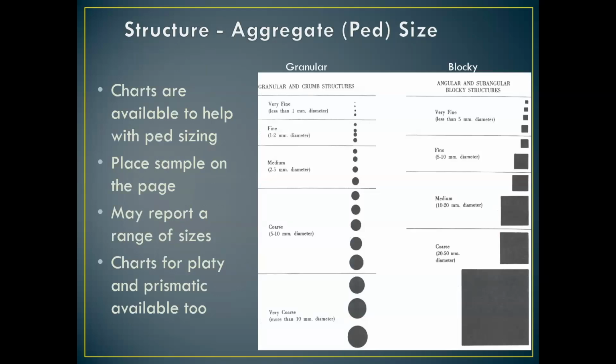So these are some sizes, granular or crumb structure. You can see what groups they break in, and each one of these is going to be different. So you can see very fine is less than a millimeter for crumb, but very fine for angular and subangular is less than 5 millimeters. So there are going to be different sizes depending on what kind of structure it is.